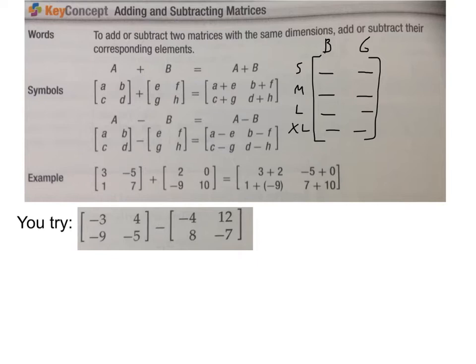If we did this first matrix plus the second matrix, you'd get 3 plus 2 for your first number. That's equal to 5. The second number is negative 5 plus 0. That is negative 5. 1 plus negative 9 is negative 8. And 7 plus 10 is 17. So that would be your answer there.